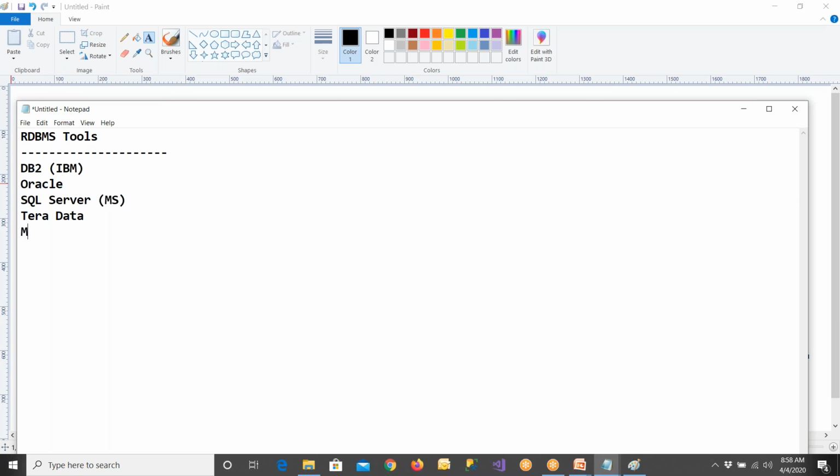Then you have MySQL, and Netezza, again from IBM. Recently, the Netezza company was purchased by IBM. We also have PostgreSQL. A lot of RDBMS software got created, and many people are using these software. So IBM was playing a major role at that time in inventing RDBMS concepts.